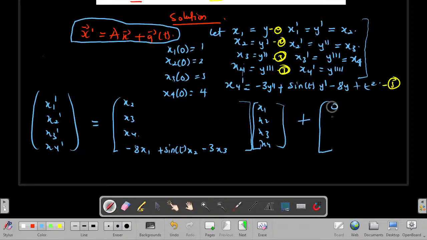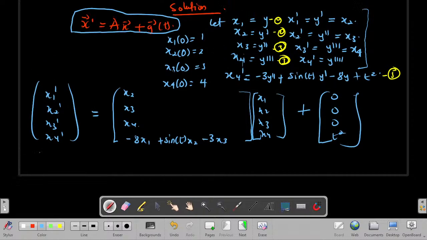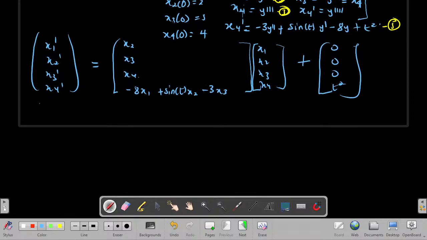So I have 0, 0, 0, t squared. Nicely like this. So this is the first step for us converting our higher order into a system of first order. Now let's finally conclude. Remember that we found out that our x1 prime of 0 is equal to 1, 2, 3, 4. These are the respective solutions that we are equating whatever we have here to. So that will sum it up for us.